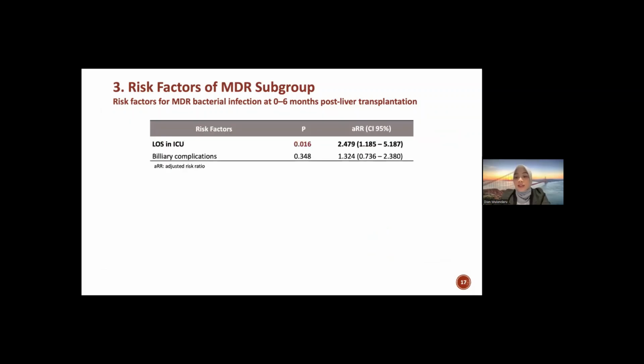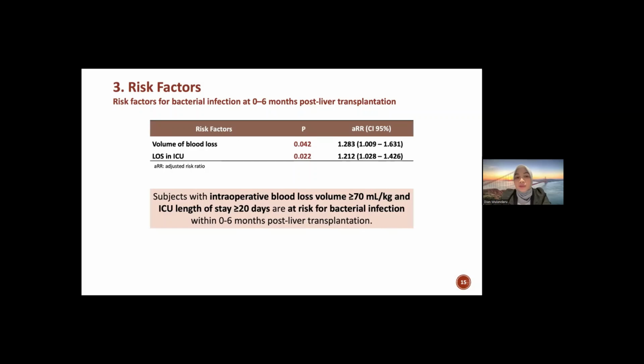This is the multivariate analysis. From this, subjects with intraoperative blood loss greater than or equal to 70 milliliters per kg and ICU length of stay greater than or equal to 20 days are at risk for bacterial infection within 6 months post-LT, with adjusted risk ratio or ARR of 1.283 and 1.212.